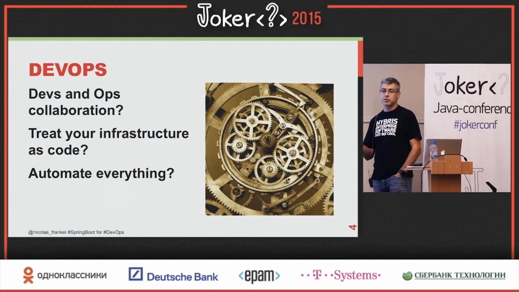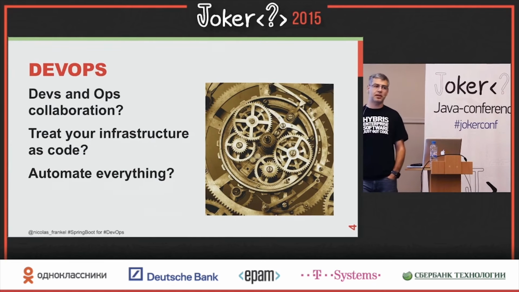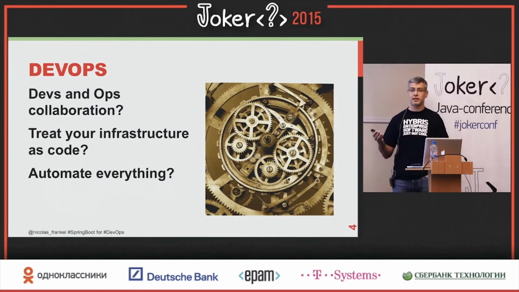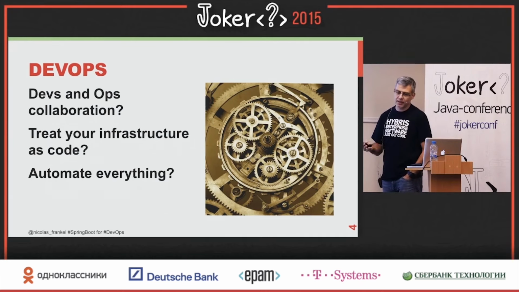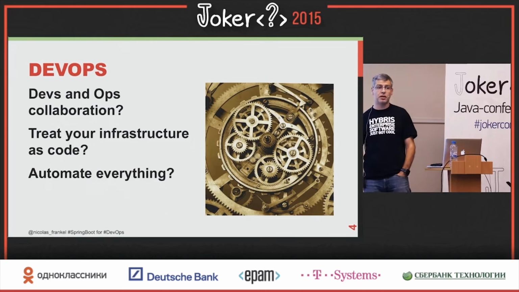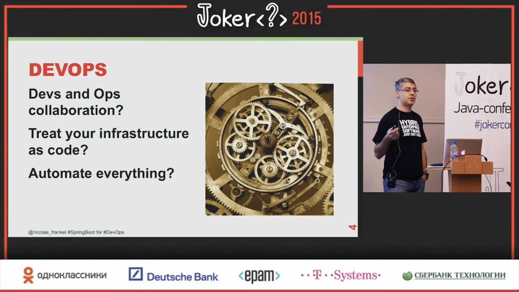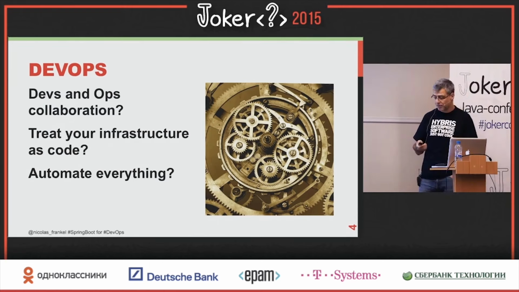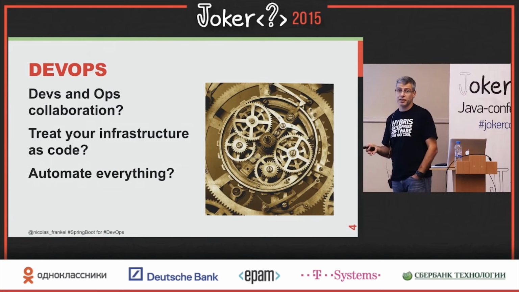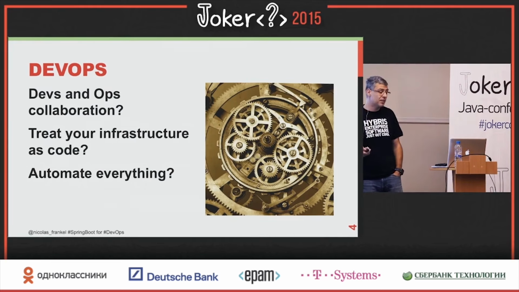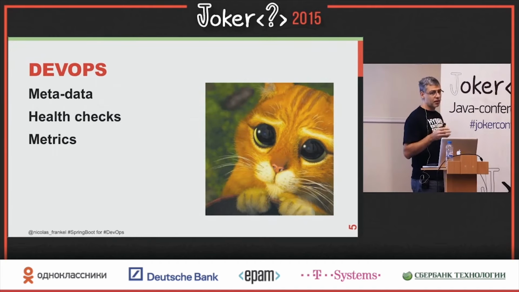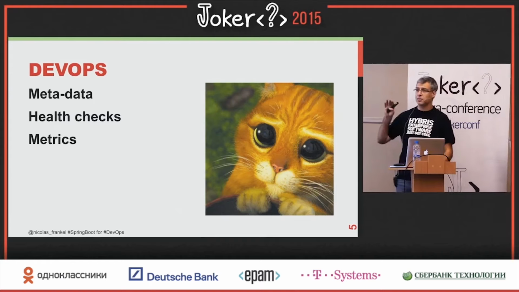Is it about treating your infrastructure as code? You know that with DevOps, we try to automate servers, instances, creation, and stuff like that. Unfortunately, you've got dedicated tools like Chef, Puppet, and Ansible, and so on. So Spring Boot cannot help you with that either. Is it to automate everything? Well, no. In this context, DevOps means the following three subjects. So this will be the scope of this talk.